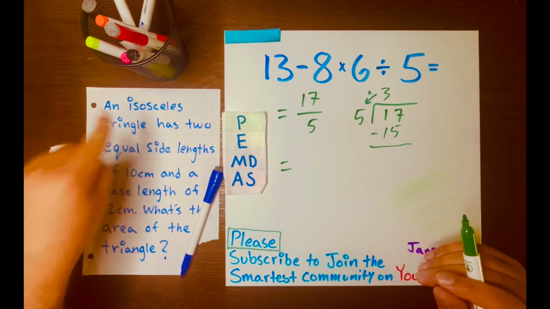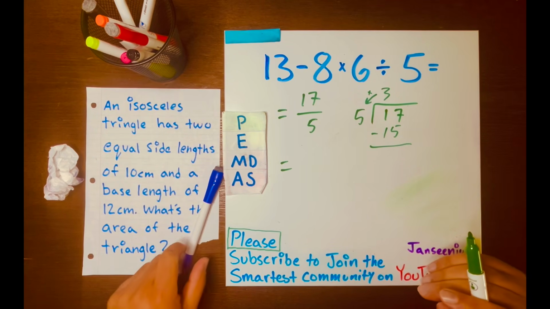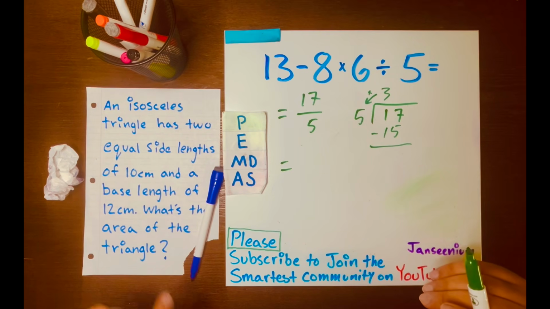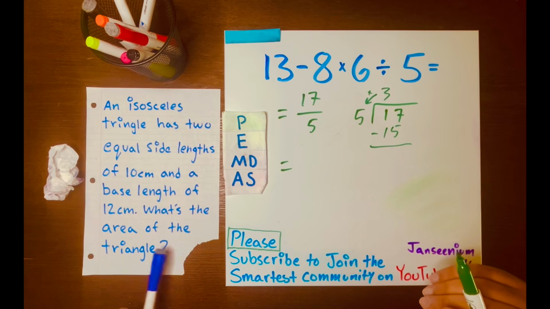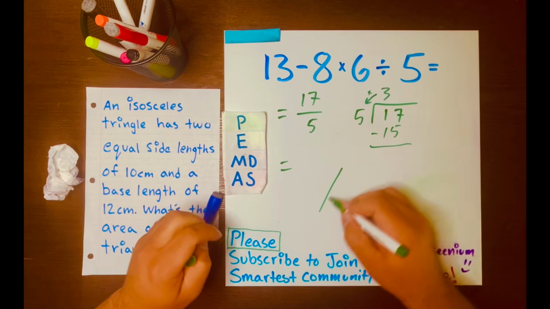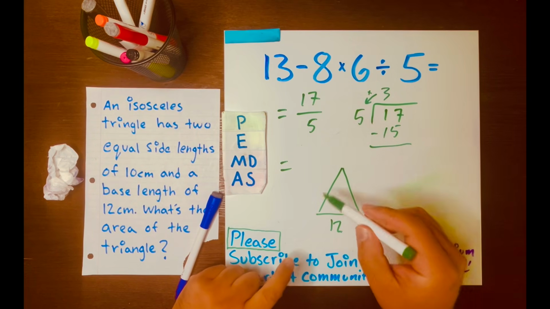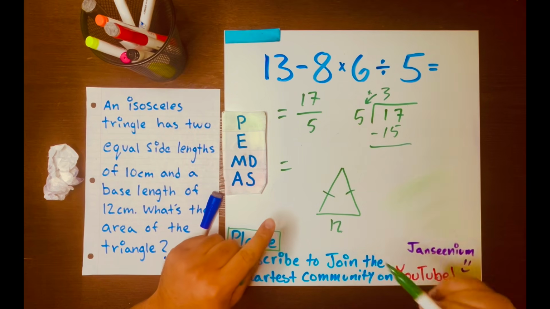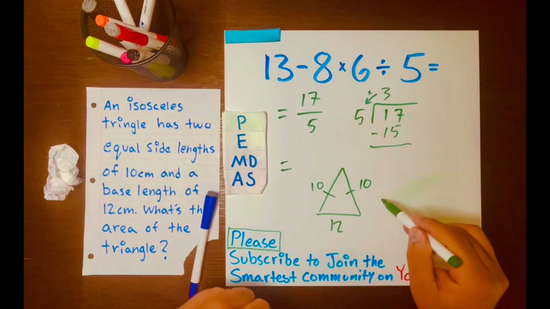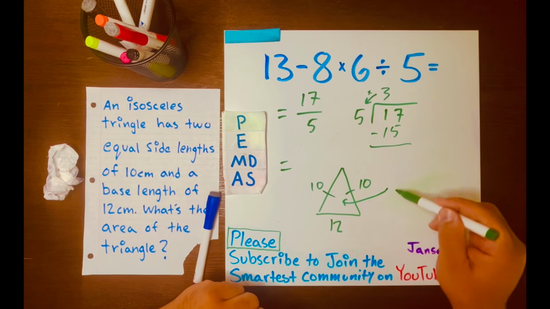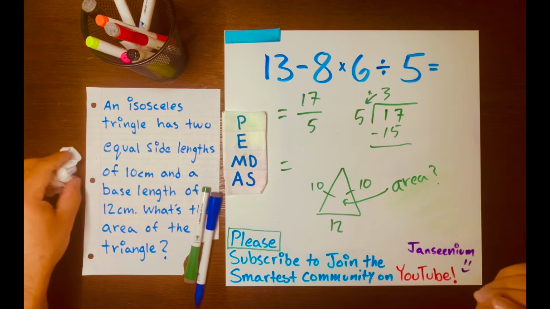Okay, an isosceles triangle has 2 equal side lengths of 10 centimeters and a base length of 12 centimeters. What's the area of the triangle? So here's the triangle. This is your base, so you have 12 centimeters. And then these sides are the same, so 10 and 10. So they want you to figure out the area of this triangle. What is the area? Try it, put the answers in the comment section down below.